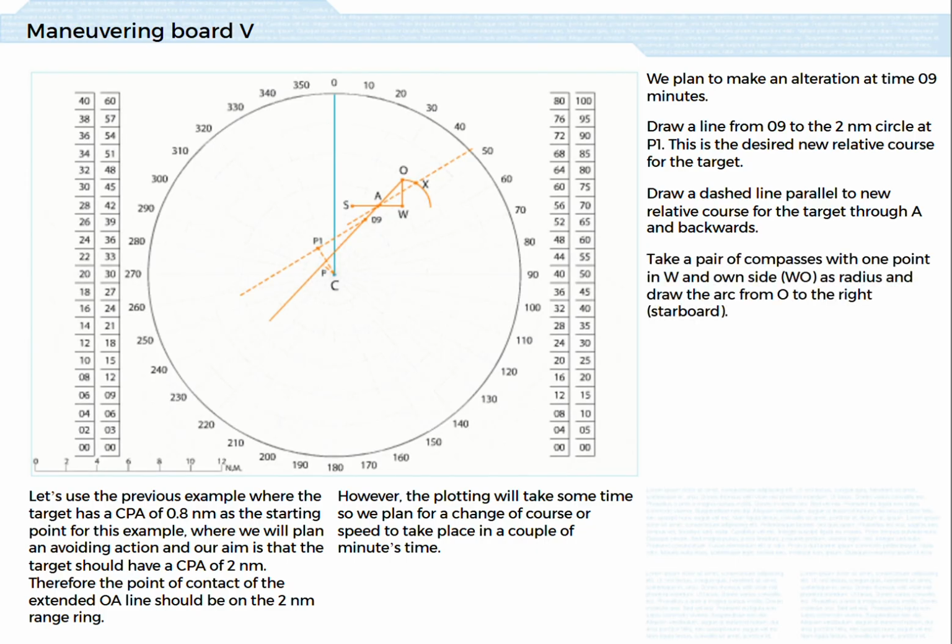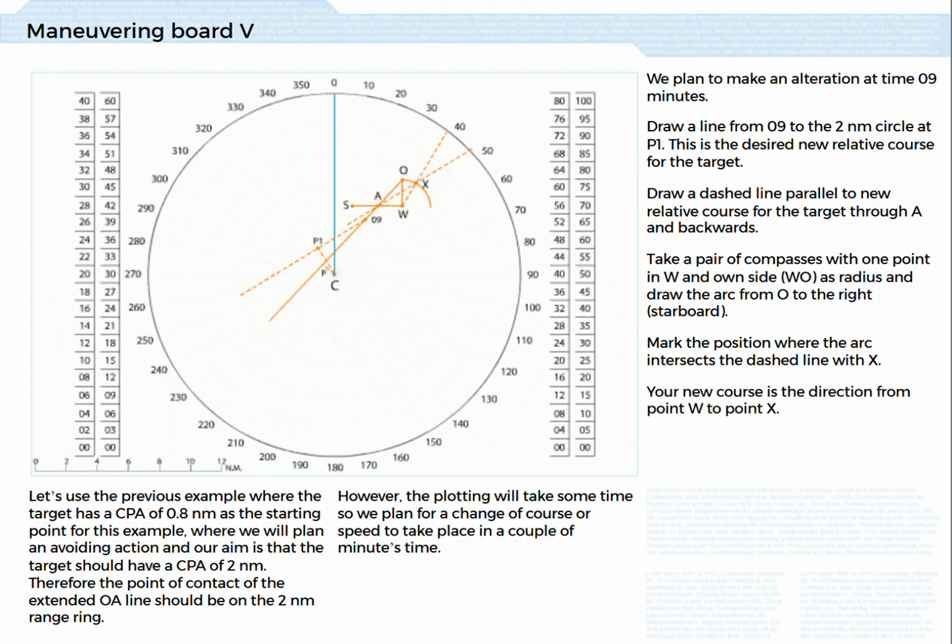Take a pair of compasses and place the pivot leg at point W and the pencil leg at point O. Use the way of own ship line as radius and draw an arc from point O to the right. Mark the position where the arc intersects the dashed line and call this point X. Your new course is the direction from point W to point X. Therefore, change course to starboard to new course 117 degrees.